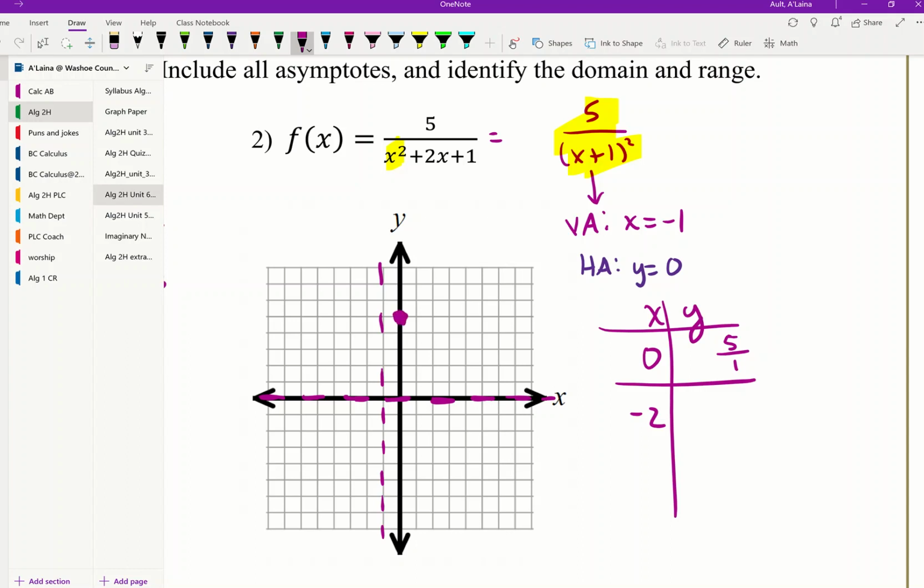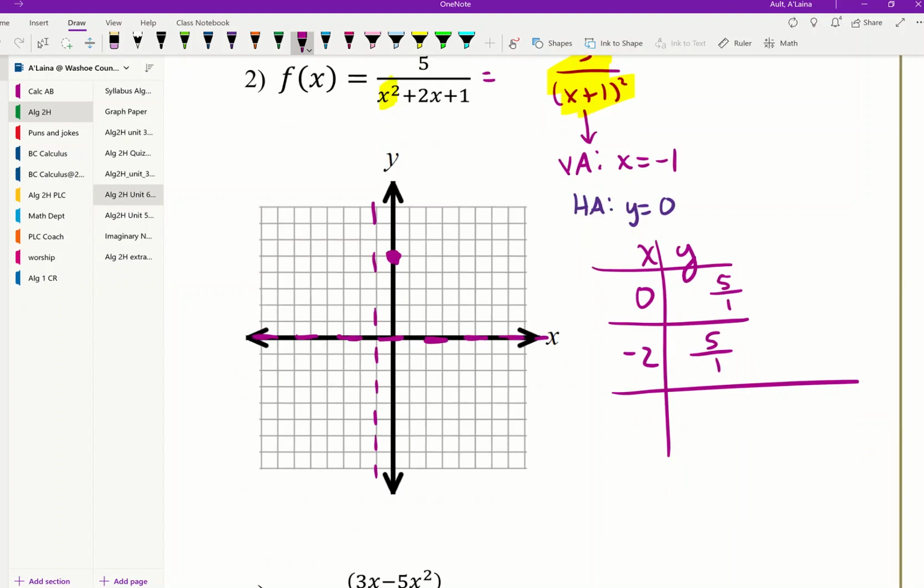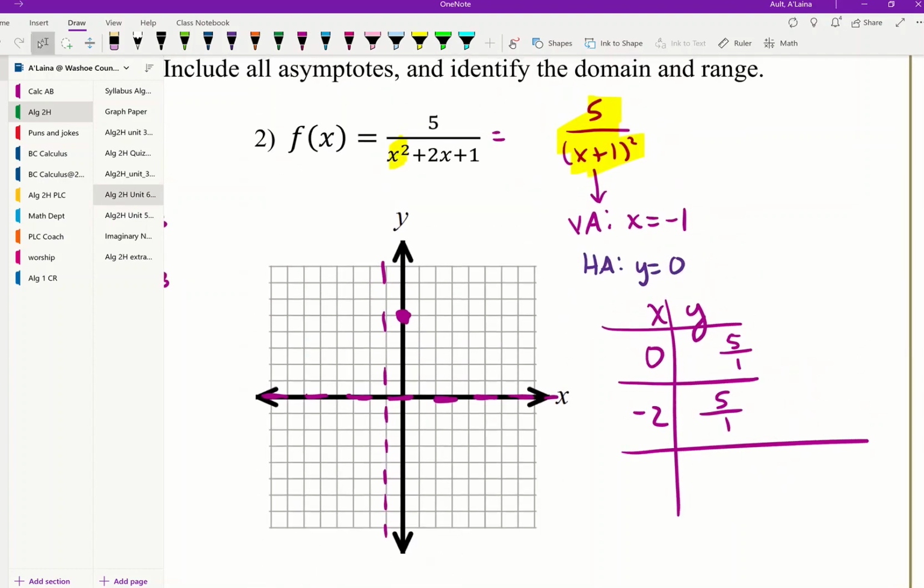That's also my y-intercept, notice. That's because my input for x is 0. If I plug in a negative 2, I have 5 over, and again, I like the factored form. Negative 2 plus 1 is negative 1. Squared is 1. Notice I'm still getting an output of 5. Let me fit this to the curve. This looks something like this. And this looks something like this.